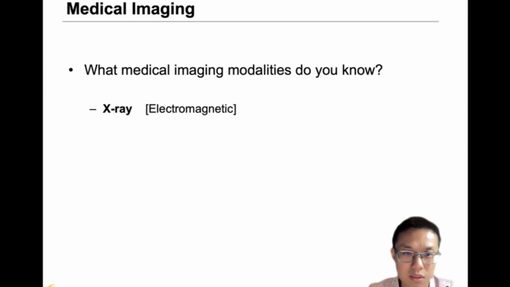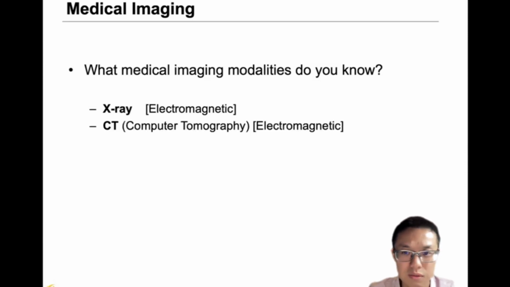X-ray uses electromagnetic radiation, and CT is short for computed tomography. You may also have heard of CAT, which is basically the same thing, computed axial tomography. It also uses electromagnetic radiation. Basically, you can consider CT as X-ray plus plus. X-ray does a single scan to form the image. CT is a 3D volume, where you have multiple scans of the body.